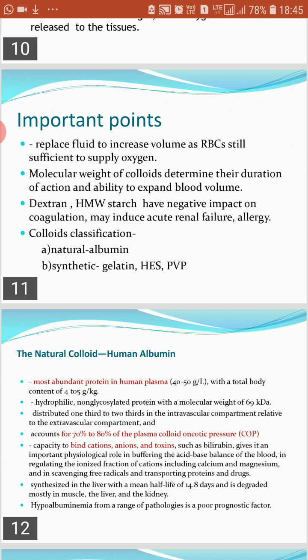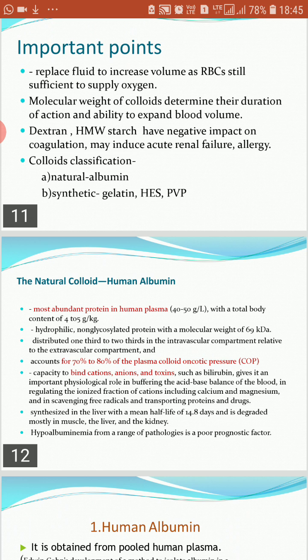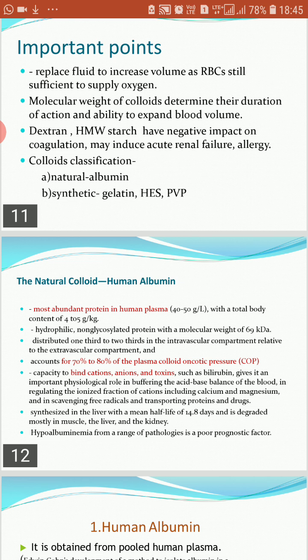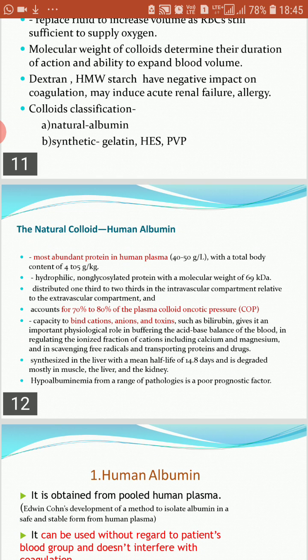Now we classify colloids into natural and synthetic. Albumin is the natural one; the rest all belong to the synthetic category: gelatin, hydroxyethyl starch and polyvinyl pyrrolidone. Albumin is the only natural colloid. It is the most abundant protein in human plasma, with a total body content of around 4 to 5 gram per kg. It has a molecular weight of 69 kilodalton. It accounts for 70 to 80% of total plasma colloid oncotic pressure.